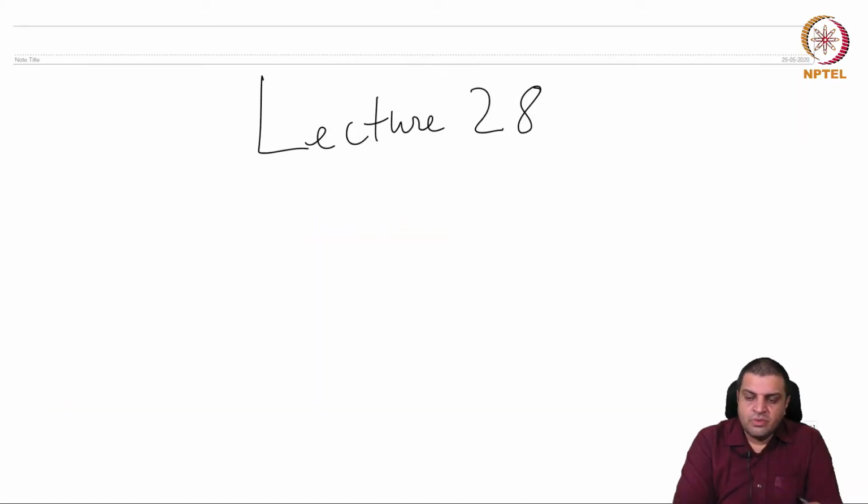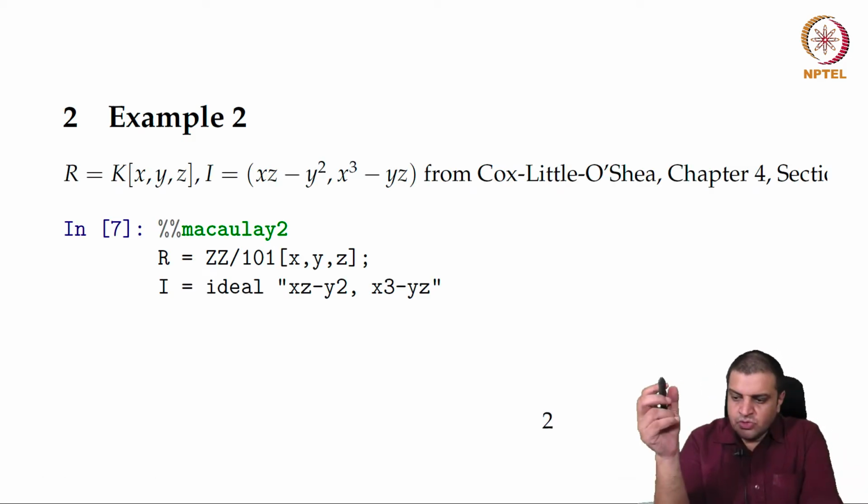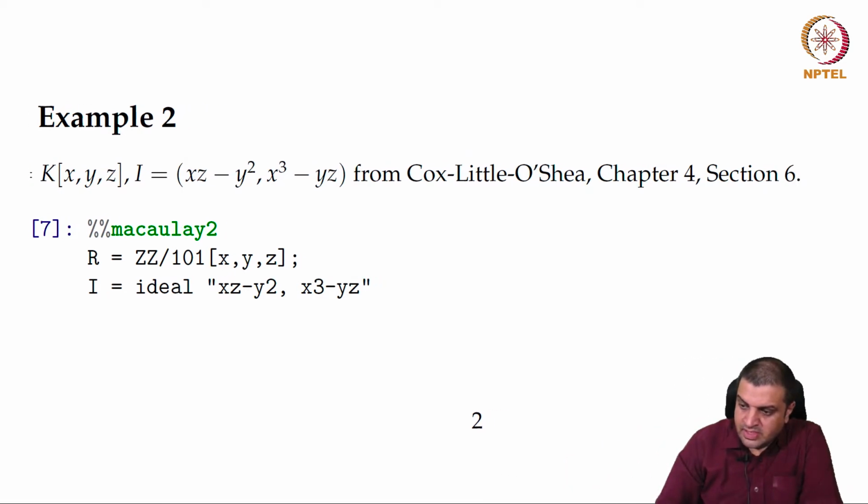So in this lecture, we continue with studying saturation, and we look at a slightly more complicated example. And again, we will not be able to explain all the computations in it. Then we will study a little bit about how saturations are done, and then we can revisit this problem. Okay. So let's look at the example. This is taken from the book of Cox-Little-O'Shea, chapter 4, section 6.